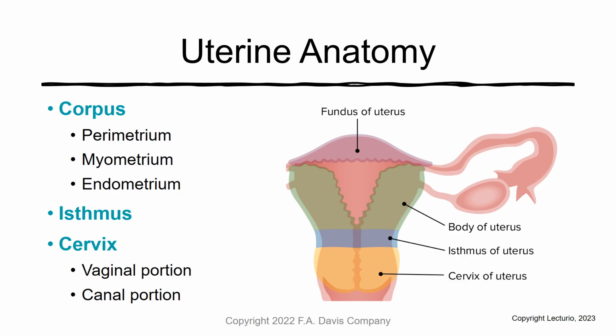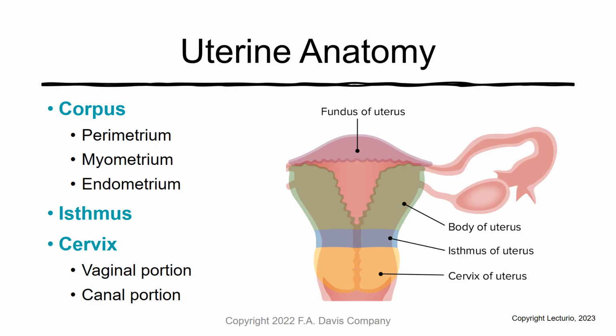There are 3 layers of the corpus: the perimetrium, which is the outer layer, the myometrium, which is the middle layer, and the endometrium, which is the inner layer. And the endometrium itself is composed of 3 different layers, and 2 of these layers are shed during the menstrual cycle. So just keep in mind the corpus is the upper 2/3. That's where the fertilized egg implants. It's made up of 3 different layers. The endometrium is the innermost layer, and 2 of the layers of the endometrium are shed during the menstrual cycle.